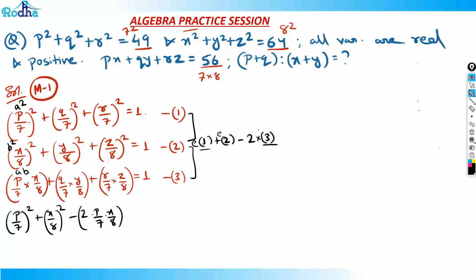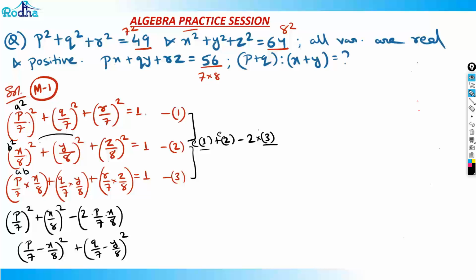You got this term now. This is a square plus b square minus 2ab, and this I can write as what? (a minus b) whole square, right? So this I can write as (p/7 minus x/8) whole square. Okay, so (p/7 minus x/8) whole square, correct? And then I can get the value here. Similarly, this second one I can write as (q/7 minus y/8) whole square.